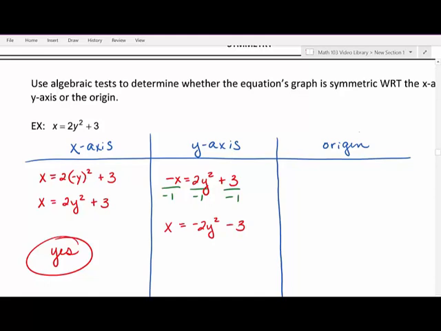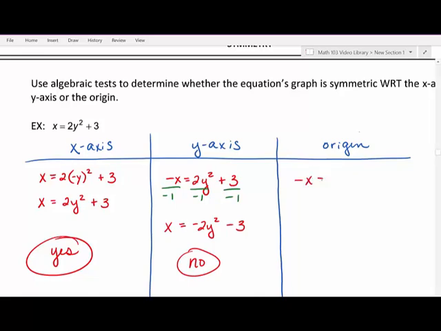So now let's compare. Is that our original? No, it's not. So the graph of this equation will not display symmetry with respect to the y-axis. Last one to check is the origin. When testing for symmetry with respect to the origin, we're going to replace both variables with the opposite.